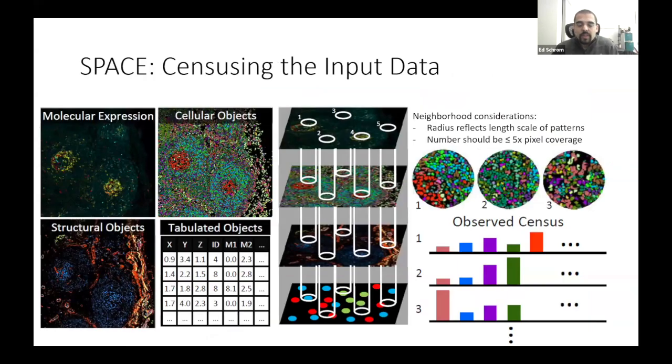So as you might have guessed by this point, I think that my program SPACE helps address each of these issues. SPACE begins by capturing a census of each image, which is much like other approaches, except that multiple representations of the tissue can be overlaid and analyzed together. A census covers the image with randomly placed circular neighborhoods and simply counts what's inside each, whether those are cell types, structures, quantitative expression, etc. Neighborhood size can vary, and it should reflect the length scale of the patterns of interest, and the number of neighborhoods total is dictated by tissue size.